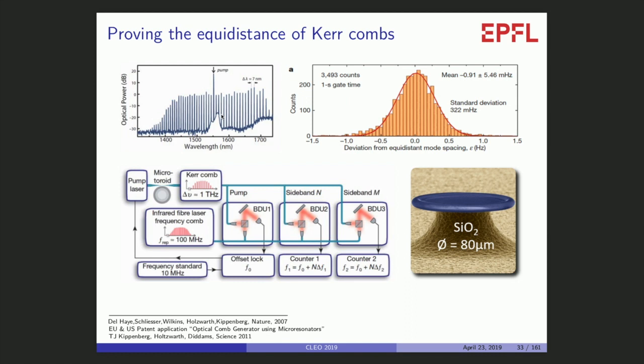Now, one common misconception is that a comb doesn't necessarily mean perfectly rigid mode spacing. In this example, each of the comb teeth still fluctuates, but the key is that they fluctuate in unison. That means that if you determine the distance between one free spectral range on one side and one free spectral range on the other, those fluctuate in a correlated fashion. So the comb itself doesn't have absolute stability. You can think about it as a rubber band which you pull, but the key is that the fluctuations in the free spectral range are correlated.